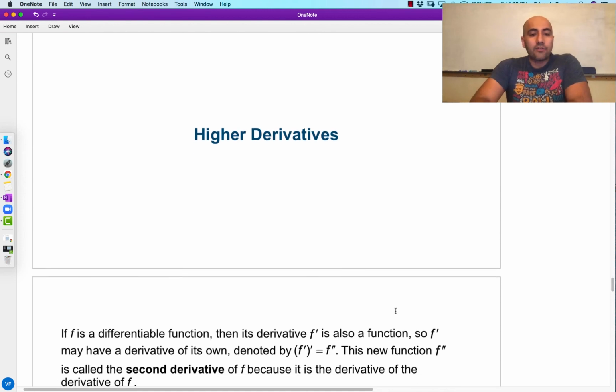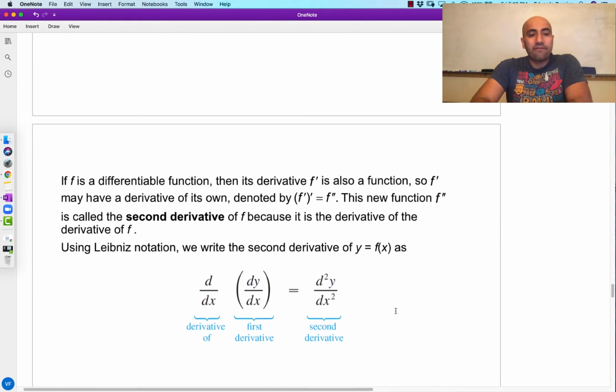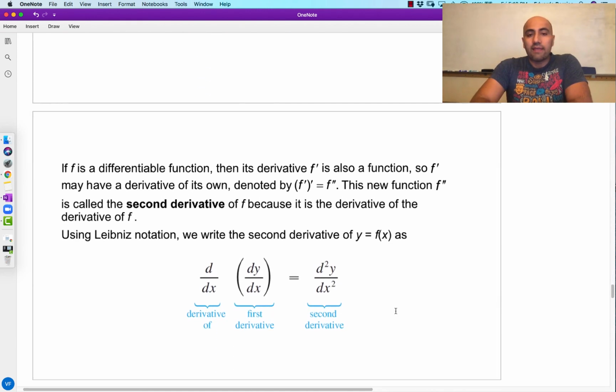Okay, higher derivatives. If f is a differentiable function, then its derivative f prime is also a function. So f prime, the derivative of the f function, may have a derivative of its own, right? So we can take the derivative of the derivative, which we call the second derivative, and notation varies.